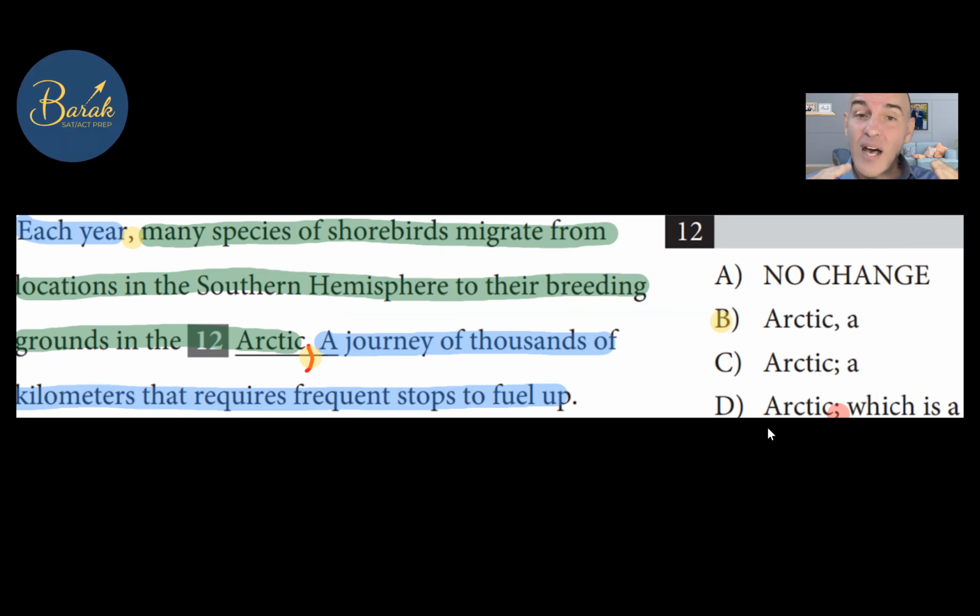So each year, that's obviously a partial. Many species of shorebirds do whatever. That's clearly a full. And then the last one, comma, a journey of thousands of kilometers. That's clearly a partial. Okay, so with these techniques, you can get many, many questions right.